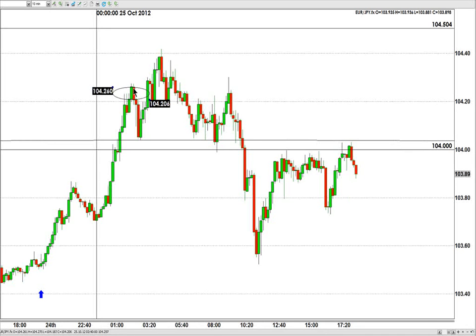So we can see the move stalled out. It stalled out right here. We got a little bit of retracement. There was a little further extension of the move at this point, but as we can see here, price stalled out in front of our 104.50 number and then reversed.